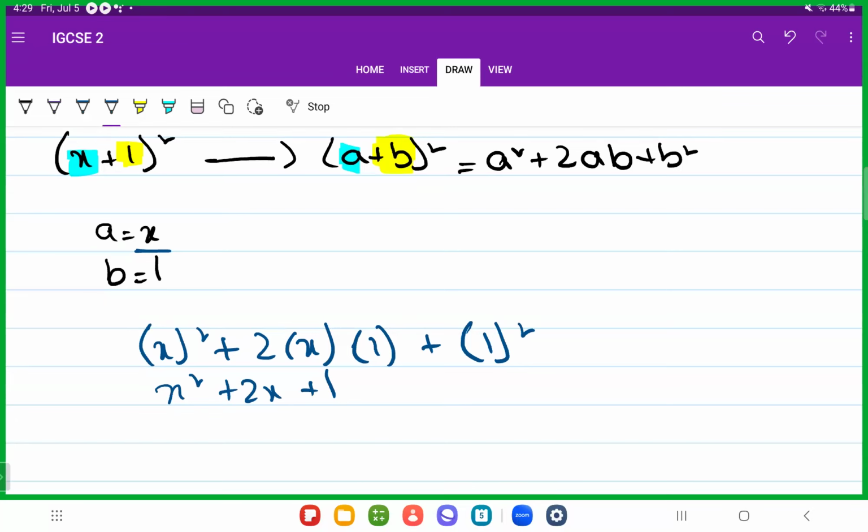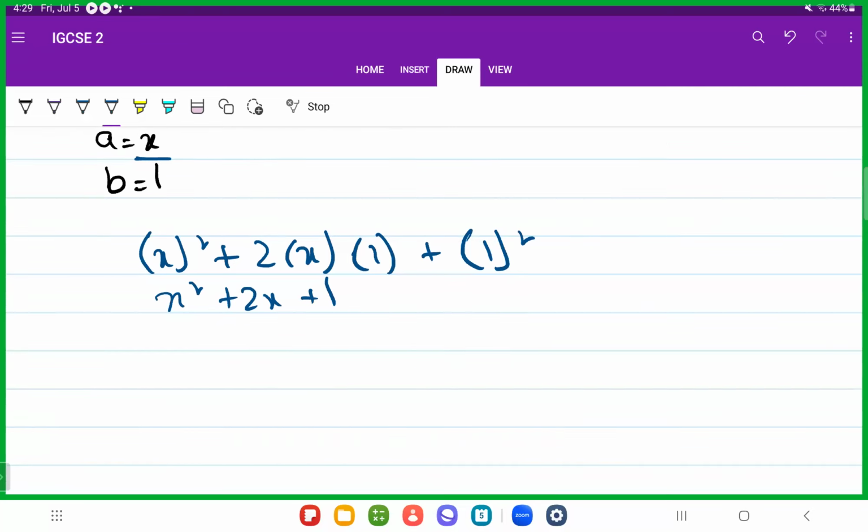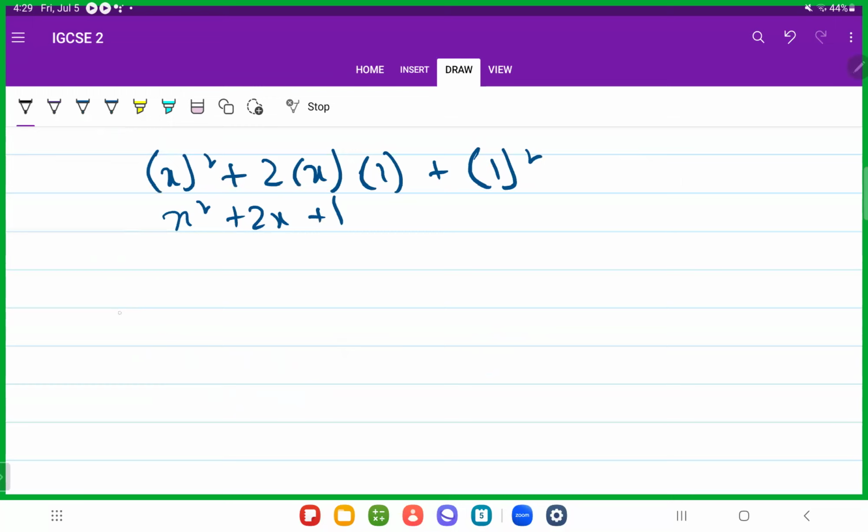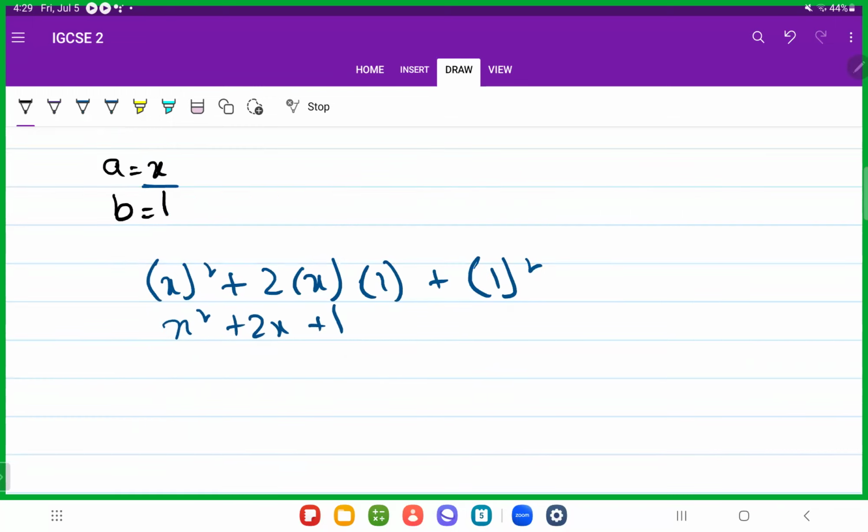So for example, this is a quadratic equation. How do we know it's a quadratic equation? The maximum power of x is 2. We will always look at the power of x. Make sense?